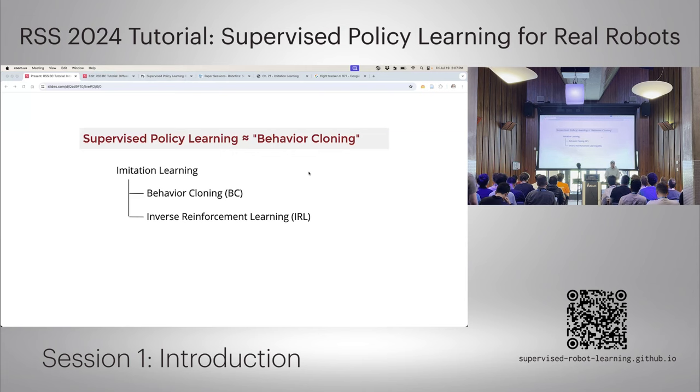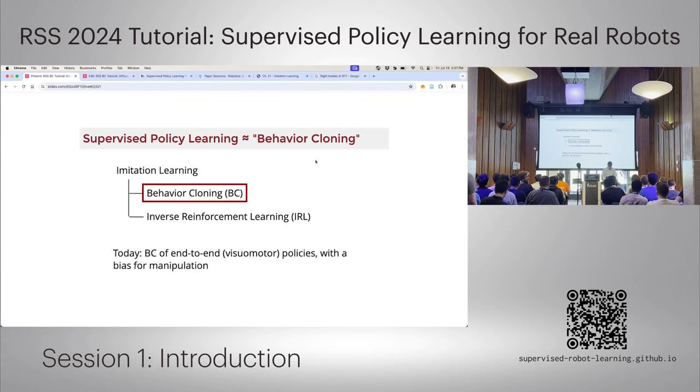So there are two major approaches to imitation learning. Behavior cloning, where you're just doing supervised learning to go from observations directly to actions, is the simplest definition, and it's one of the two dominant approaches. That's the main topic for today: behavior cloning of end-to-end visual motor policies. We're all biased a little toward manipulation, so that will be the main focus, but we're happy to talk about applications in other domains.